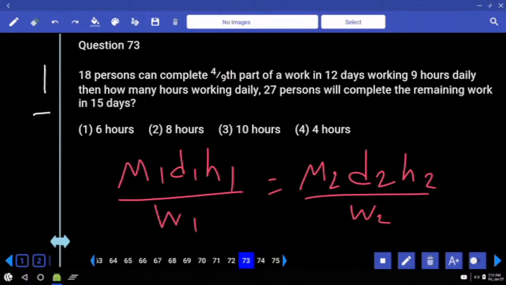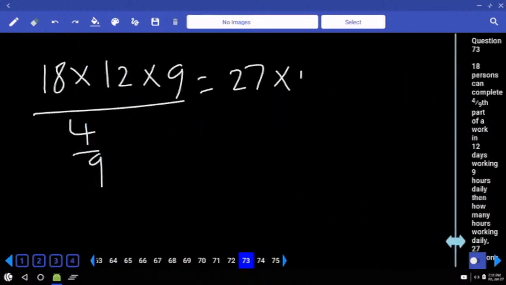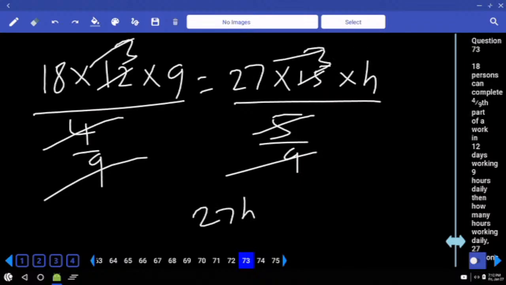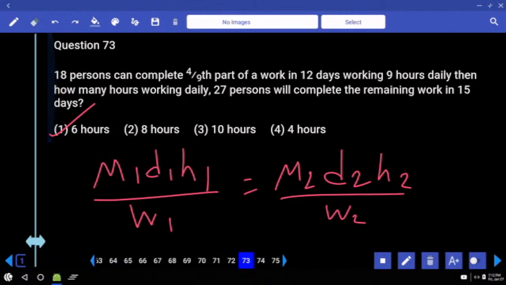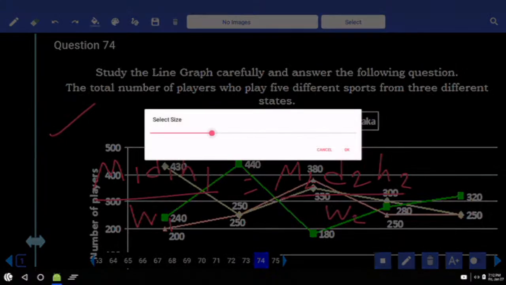In the second case, 27 persons, 15 days. Hours is what you have to find out. The remaining work is 5/9. After cancelling, 27H equals 162, so H is 6 hours. That is the answer. Simple formula only. It is very important, and most of the problems in time and work can be solved using this formula. Okay, right.